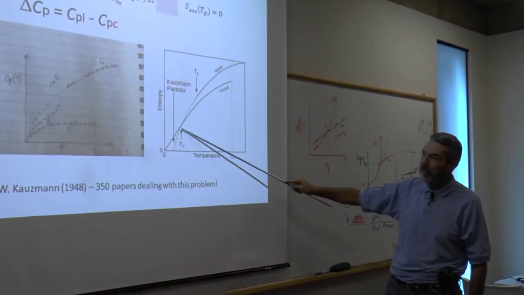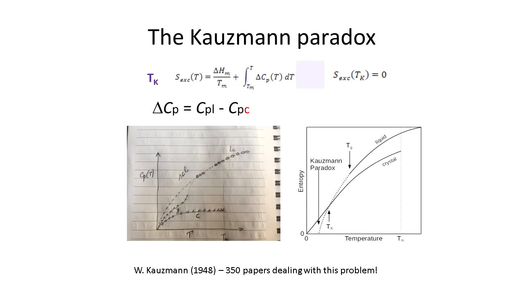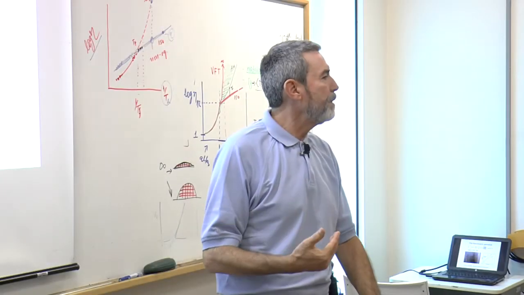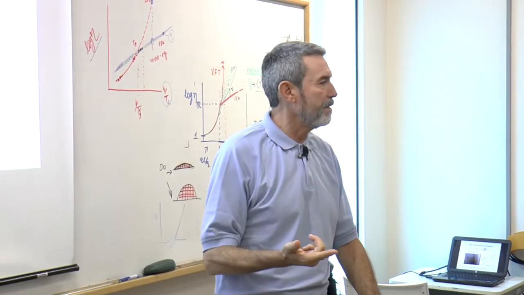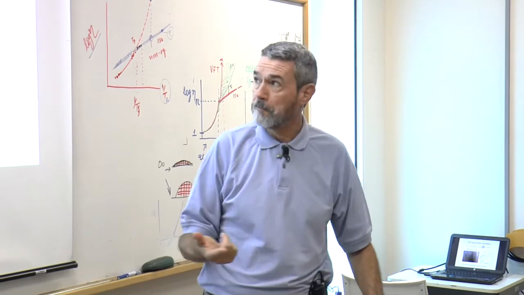But let's calculate TK. This is an important open issue in glass science, and I'd like you to be able to calculate it because you've already done the hard part, which was to collect all the Cp data. The calculation is very easy. It's a simple integral.